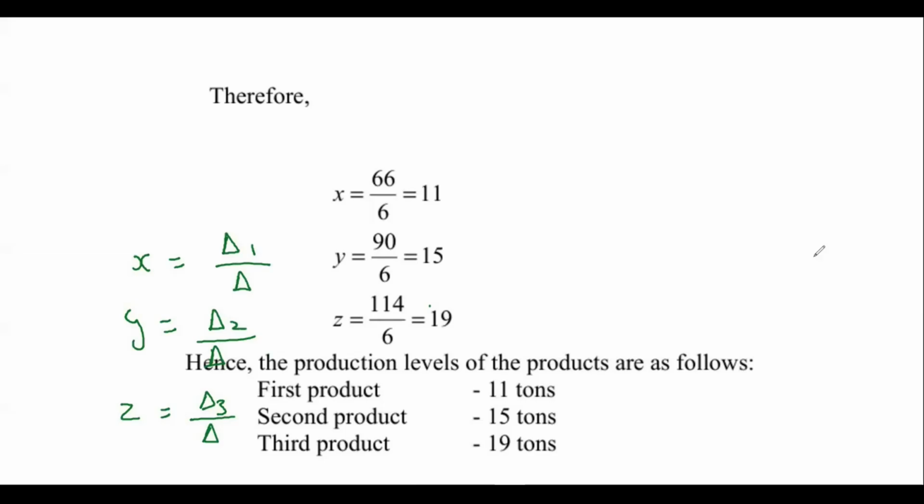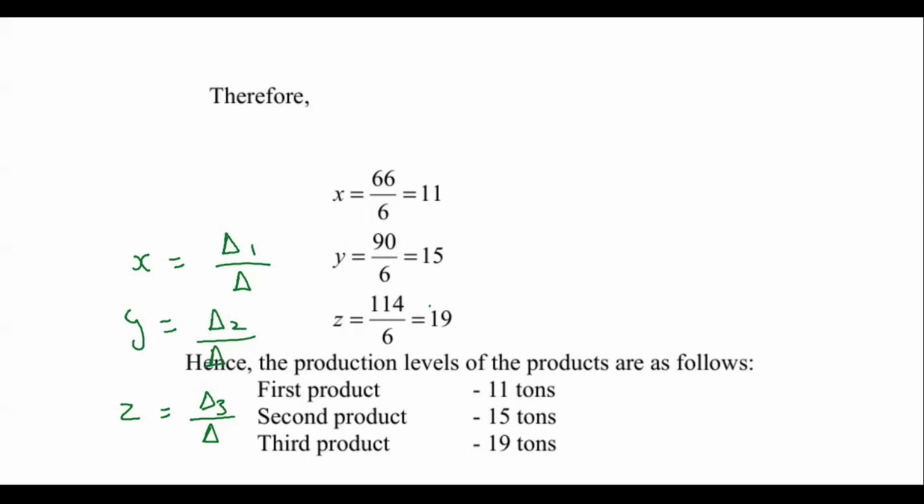The production levels are: first product 11 tons they made, second product 15, third product 19 tons. Right? So don't be scared of Cramer's rule. It's nothing hard really. It saves us if we have to go find the inverse of this function.